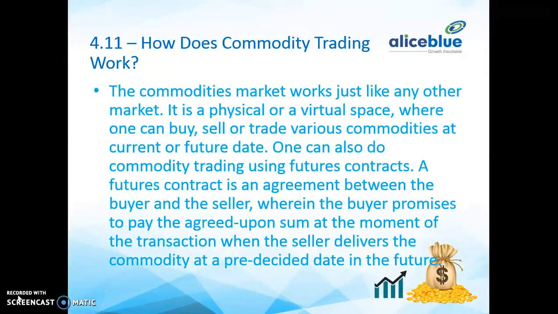How does commodity trading work? The commodities markets work just like any other market. It is a physical or virtual space where one can buy, sell, or trade various commodities at current or future date. One can also do commodity trading using futures contract. A futures contract is an agreement between the buyer and the seller, wherein the buyer promises to pay the agreed upon sum at the moment of the transaction, when the seller delivers the commodity at a pre-decided date in the future.